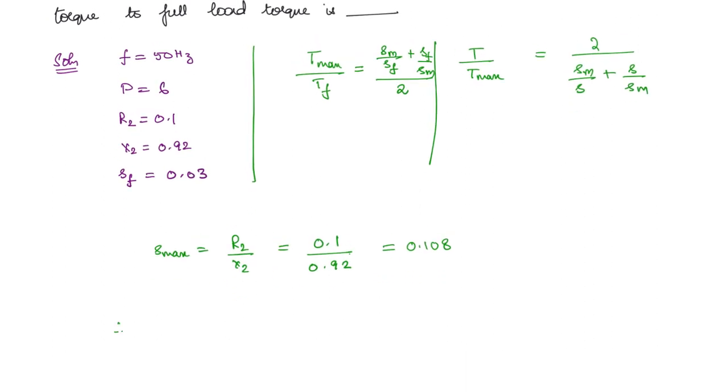Therefore, T max by Tf, you are going to get 0.108 divided by 0.03 plus 0.03 divided by 0.108, divided by 2. This you are going to get 1.9.